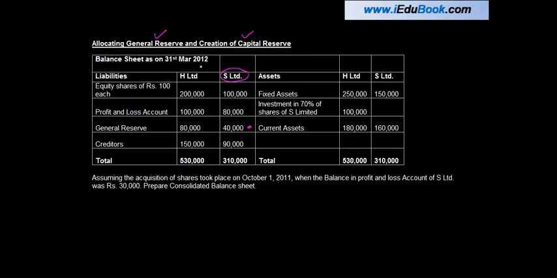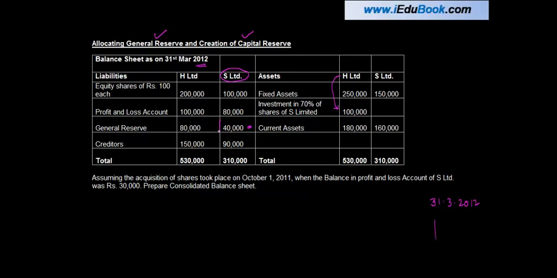Balance sheet as on 31st March 2012. So my closing date is 31st March 2012. On the asset side, H Limited, S Limited, fixed assets, investment in 70% of shares of S Limited. So H Limited's column reflects that it has made an investment of 1 lakh in 70% of shares of S Limited. Very good. Current assets, then on the liability side you have creditors, general reserve, P&L and equity shares.